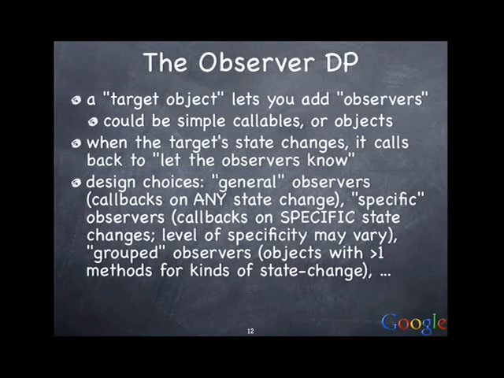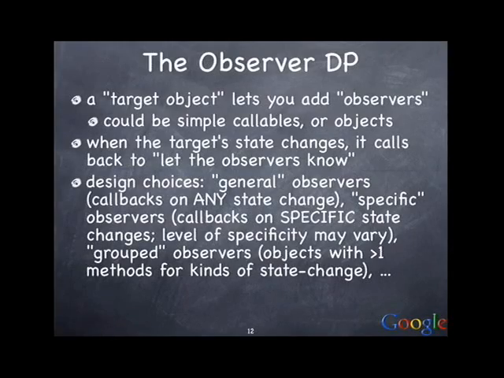So there's a lot of design choices in an observer design pattern implementation. I think if you read the treatment of it in the classic Gang of Four design patterns book, it's really very good, as is all of the book. But essentially, your choices, you can have general observers, specific observers, or grouped observers.